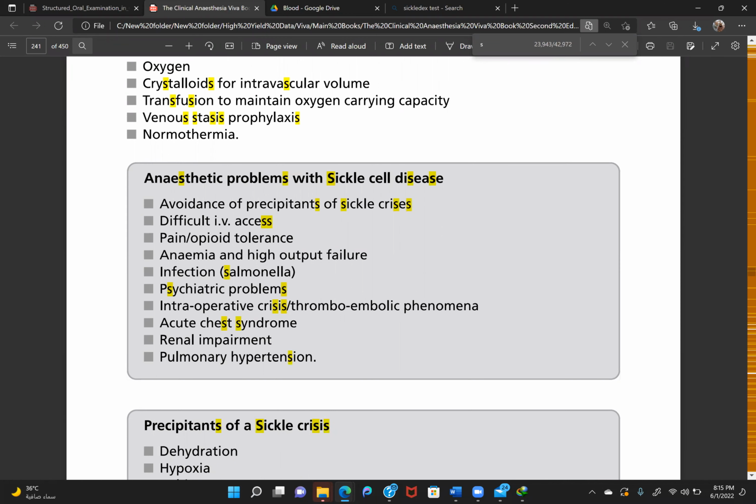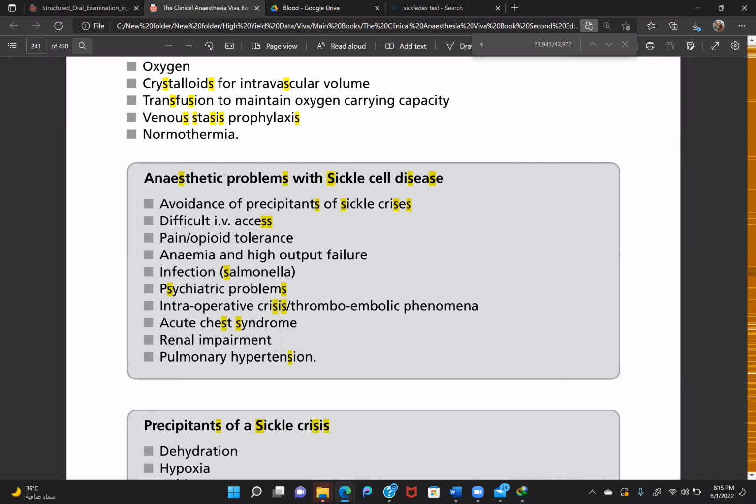Avoidance of the precipitants of sickle cell crisis, difficult IV access because of repeated blood transfusion, and there are more chances. And yes, this is what I was about to tell you, that because of painful crisis, these patients are on chronic use of opioids. Before coming to Saudi Arabia, I had never seen a sickle cell disease patient in Pakistan. In Saudi Arabia, it's very common. Sometimes they are in severe, terrible pain, and they are opioid tolerant. So they create a big problem, as they are not responding even to the strongest of opioids.